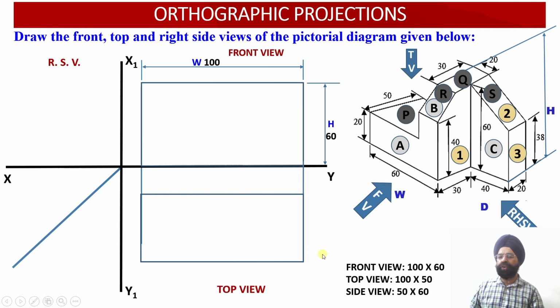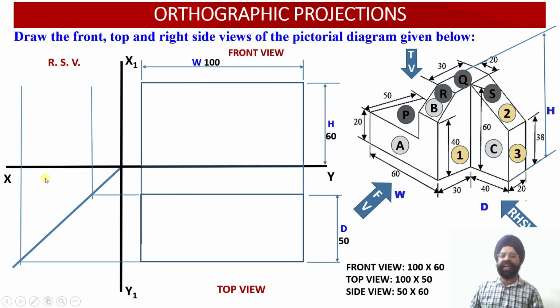So we have also now drawn the depth of the solid. The depth of the solid is available with us as 50 millimeter. So the top view face is going to measure 100 millimeter by 50 millimeter. So this is 100 millimeter width and this is 50 millimeter, the depth of the solid. Now this depth will be transferred using this transfer line onto the right hand side view.